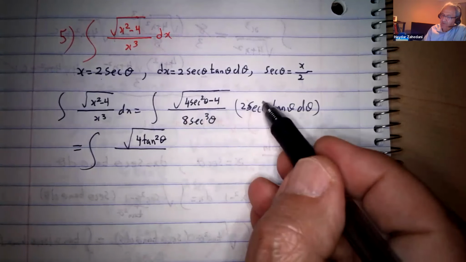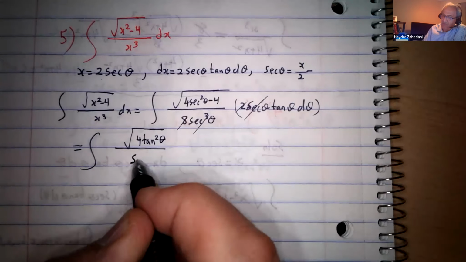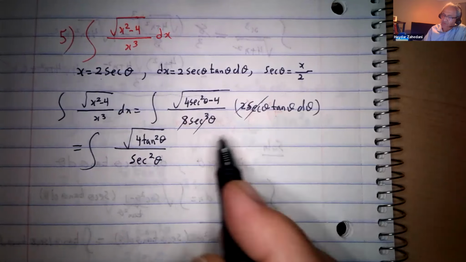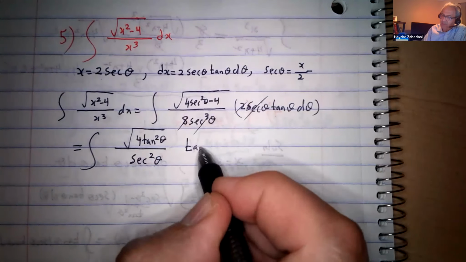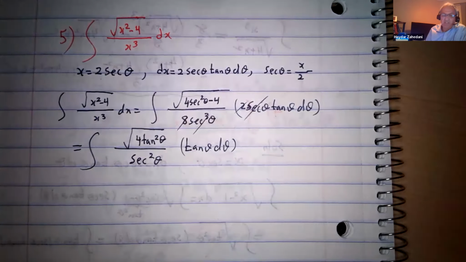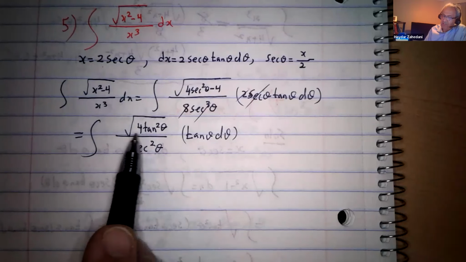Okay, you can simplify one of these secants, and you simplify the 4. So that gives you secant squared of theta. The leftover over here is going to be tangent of theta, d theta, because one of the secants cancels out.